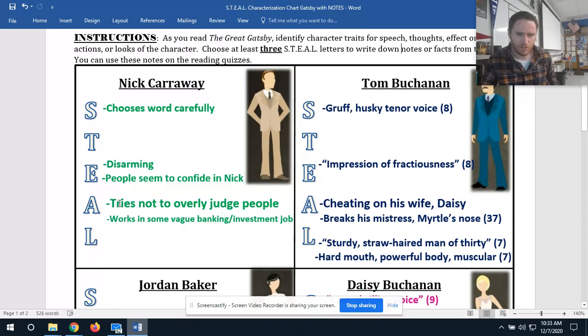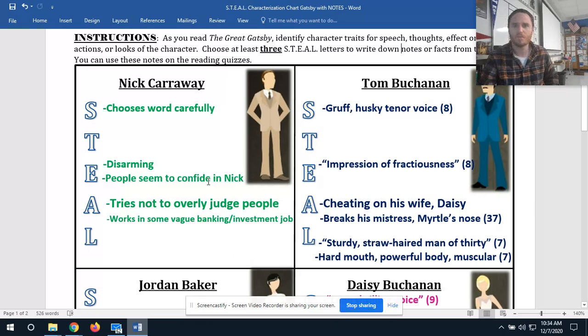Actions for Nick, I've noticed, is he tries not to overly judge people. And I know he's got some vague banking or investment job, like he's studying banking and securities, like he wants to get into Wall Street. He works in some sort of office, but it's unclear exactly what his job is. Nick doesn't spend much time describing his work. He seems more interested in Gatsby and the drama surrounding that. If you come up with anything else, jot this down.